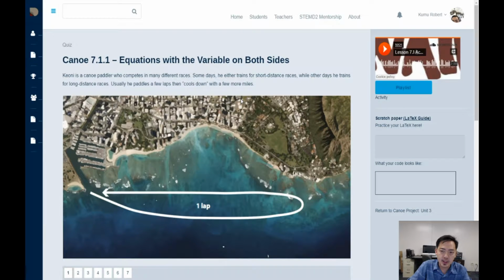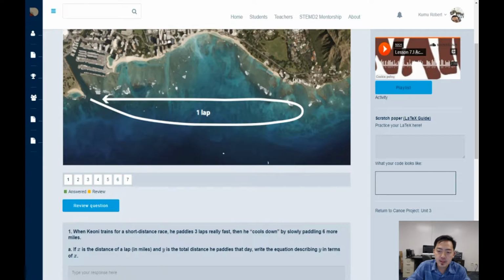In this activity, we'll be learning about a canoe paddler named Keone, who is training for both a short distance race and a long distance race. To train for a short distance race, Keone usually paddles a certain distance really fast, and then he paddles another distance slowly to cool down. Over here it says that Keone trains for a certain race by paddling 3 laps really fast, and then cooling down by paddling 6 more miles. If y is the total distance that Keone paddles in one day, and x is the distance of 1 lap, then we can write an equation for y in terms of x.